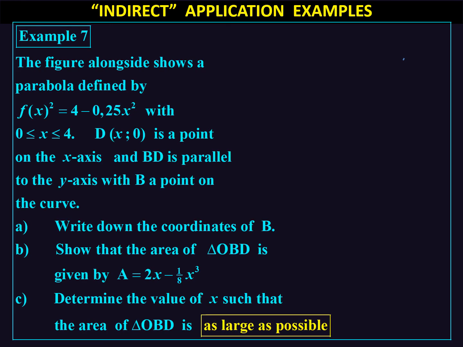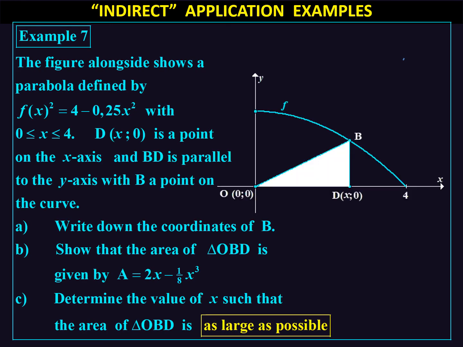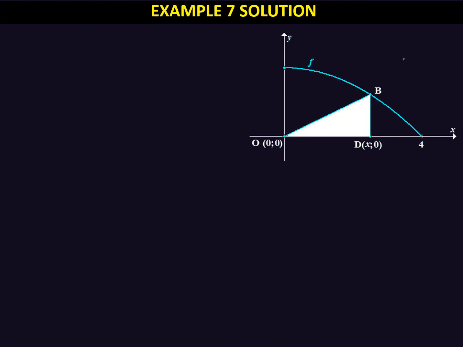The last problem here, we have a figure alongside which shows a parabola. There's the parabola. You see, it's not a complete parabola. We have some restrictions here, some constraints. We only have the parabola drawn from 0 to 4. And there are some questions here. Look at that. There we have the diagram.